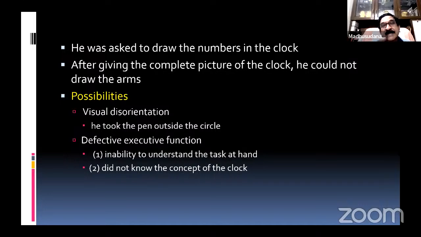On the other hand, with ideomotor apraxia, he'll attempt to do it, but he'll be rowing in the wrong direction. That's a possibility, ideomotor apraxia. But here what I'm trying to say is that it may be ideomotor apraxia, and a subsequent video will show that. Here he is putting something outside that circle and then drawing something like that.